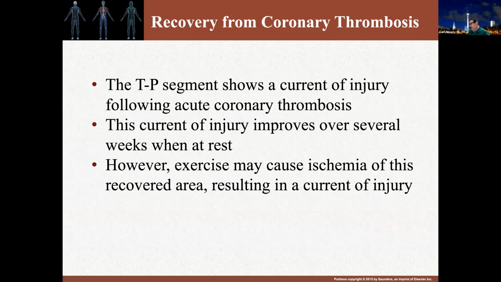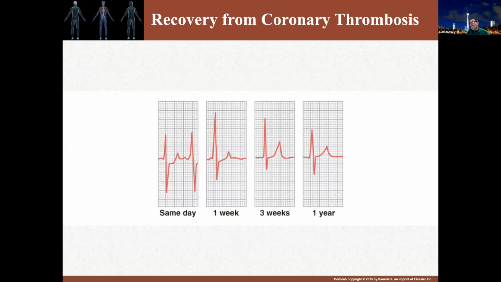If there's been a coronary thrombosis, in other words, a clot forming within a coronary artery, and this gets resolved, the first thing that you will notice, the TP segment shows the current of injury following this coronary thrombosis. But interestingly, it tends to improve over several weeks, although exercise may in fact result in the appearance of a current of injury, at least for a period of time.